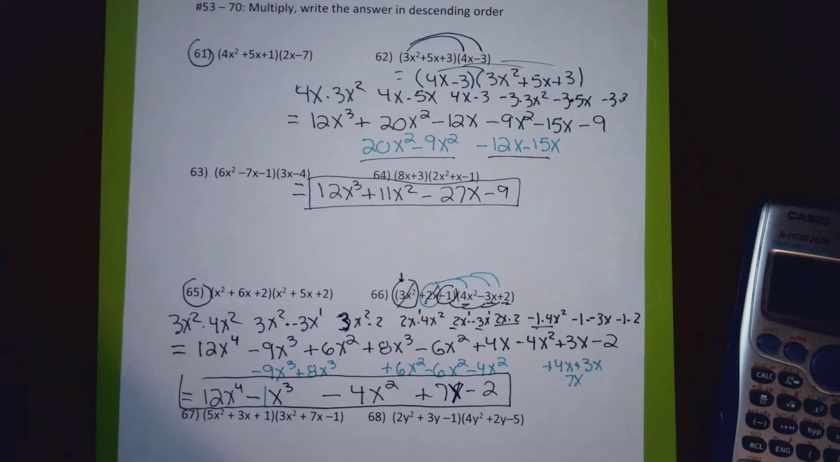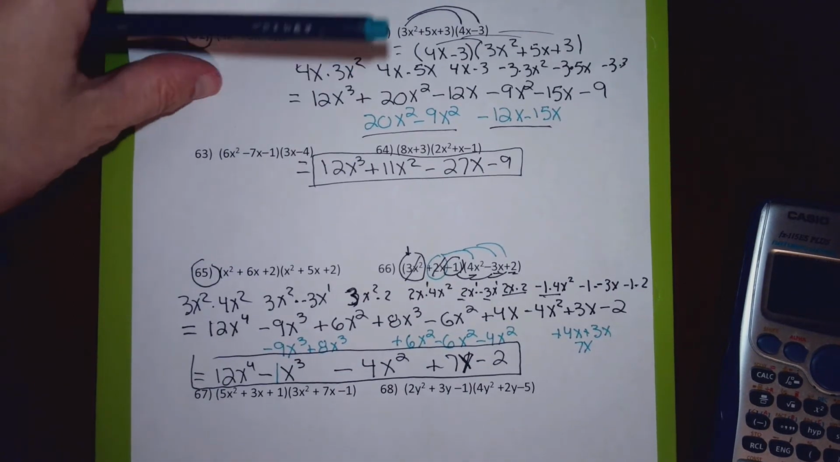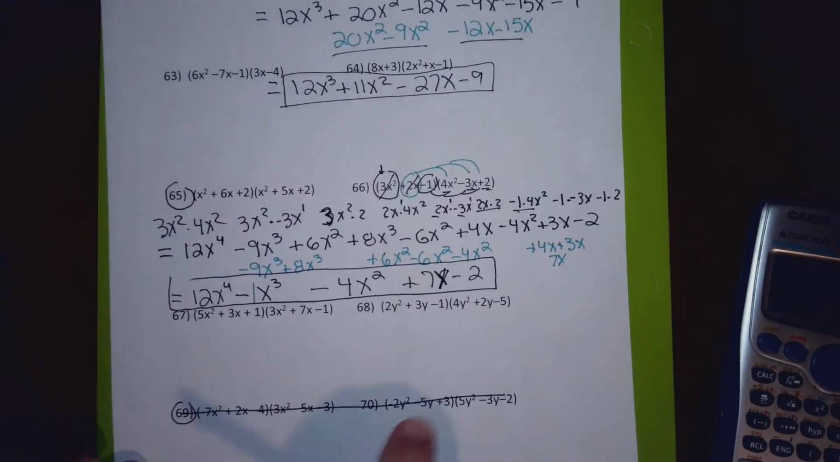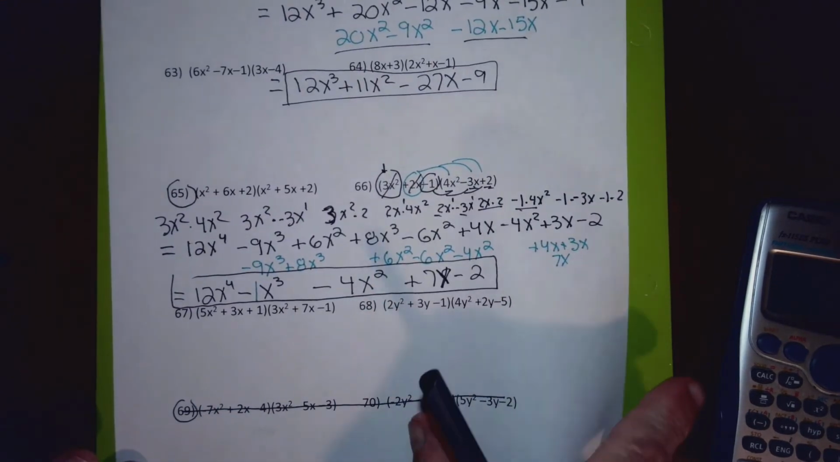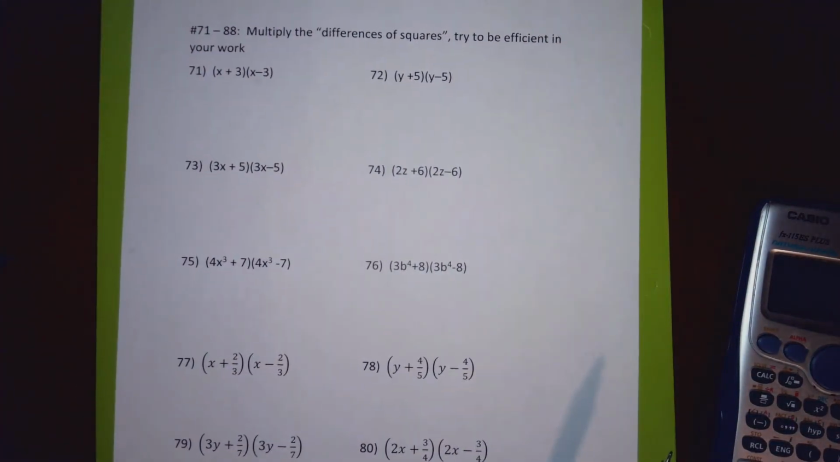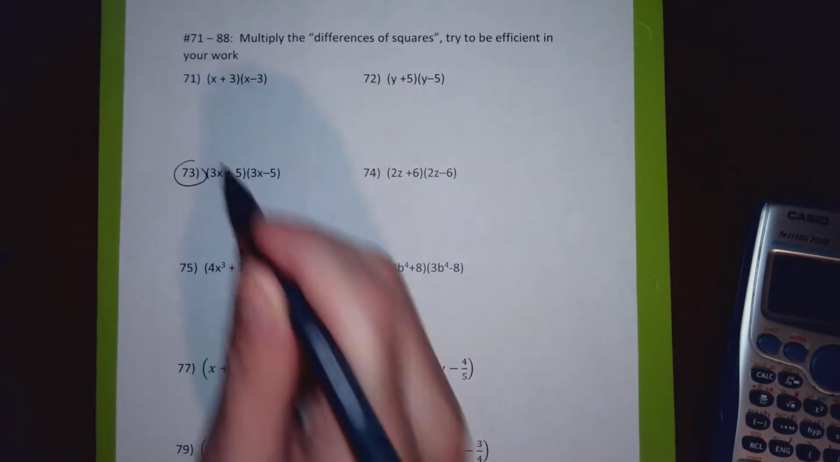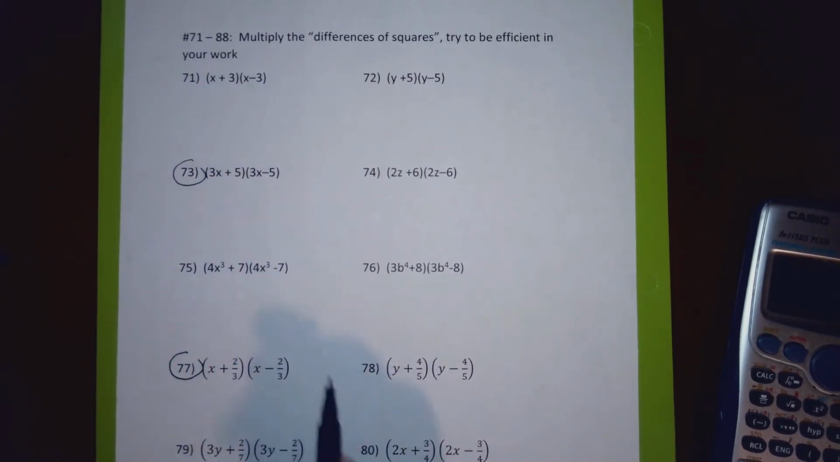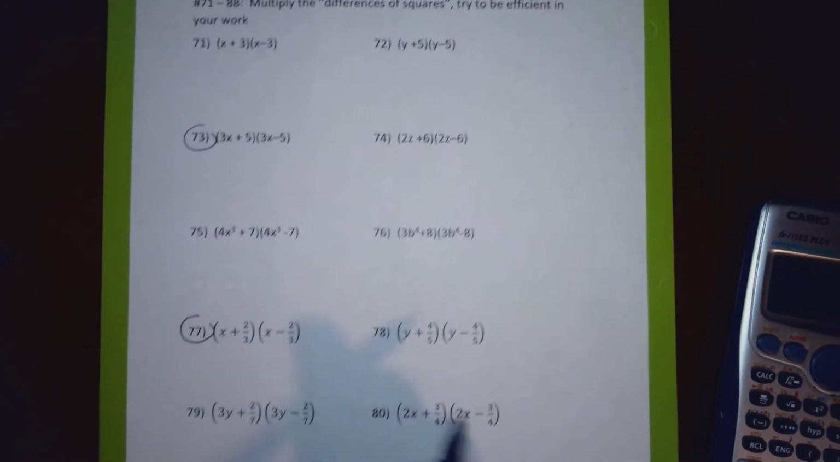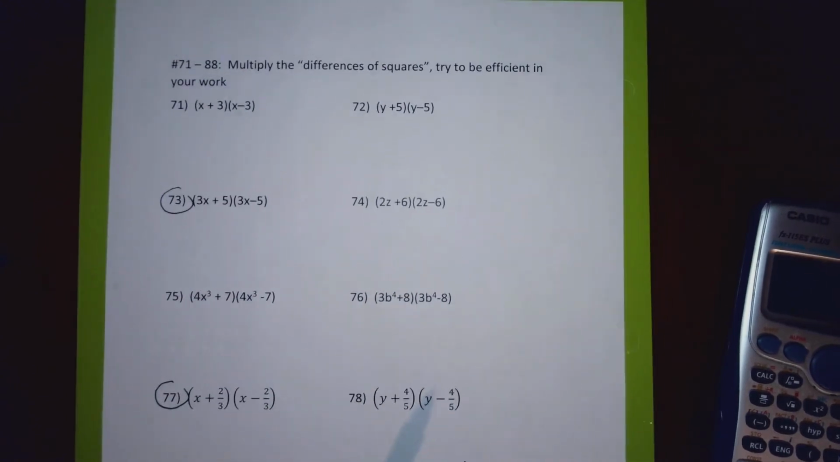All right, so we're skipping 69, which is just another one of these, and I would never ask that on a test, it's just too much. So for the next page, we're starting to do these conjugate multiplications, and you should be doing 73, 77, you can't see it yet, but 81 on this page. We'll get to it in a little bit.